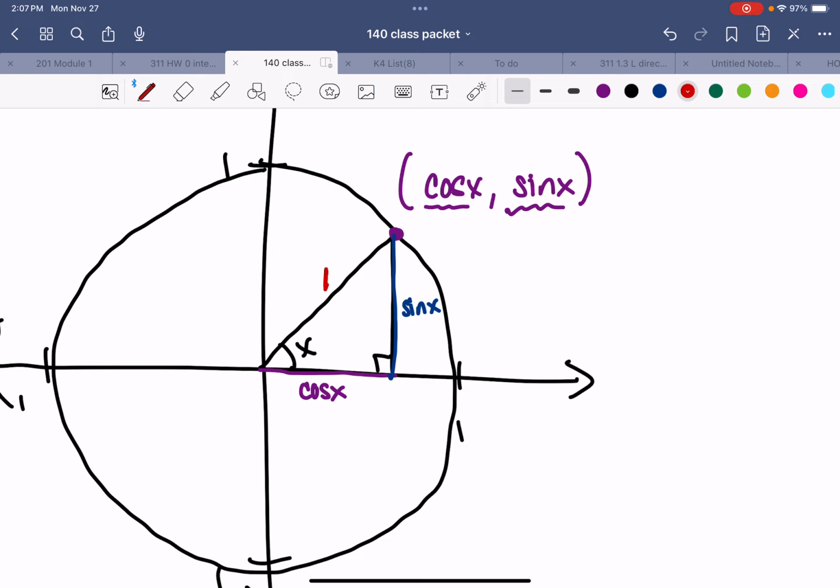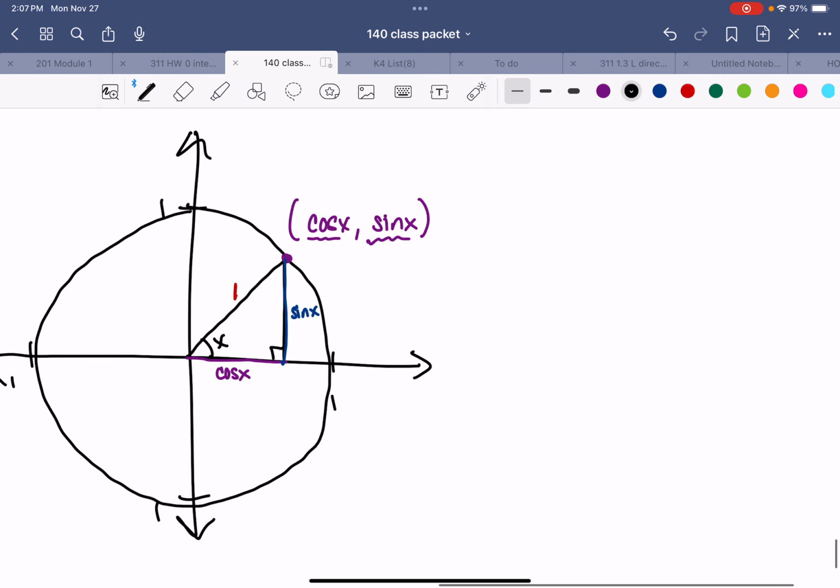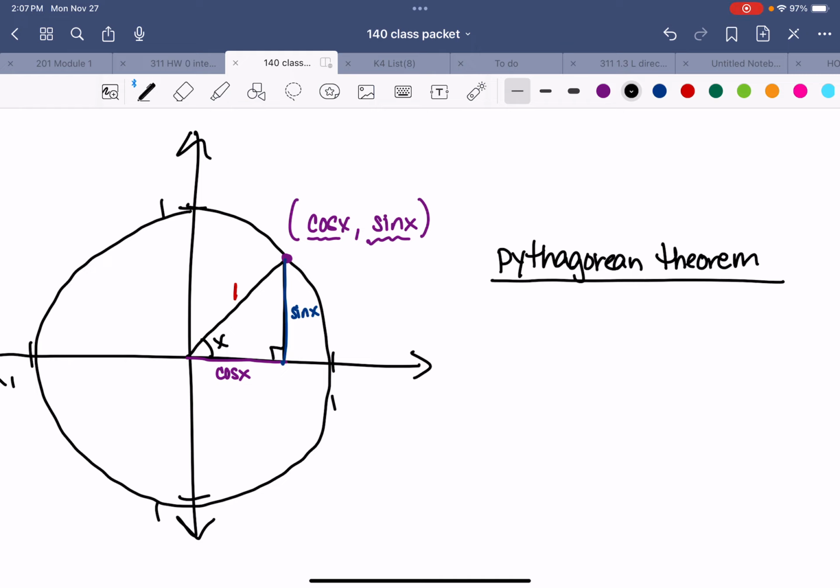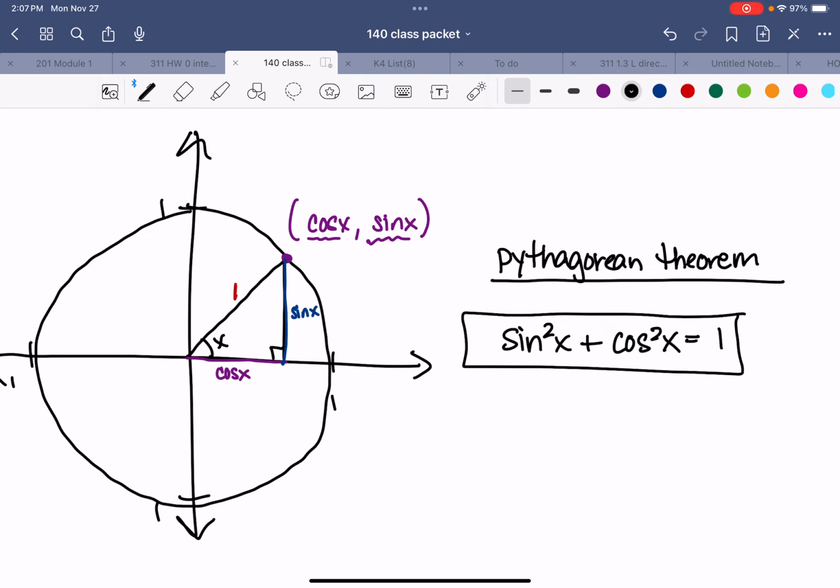So now if you use Pythagorean theorem here, Pythagorean theorem is what we use in right triangles, and that says square each of the legs. So my legs are the sine and the cosine. So if I square the sine and square the cosine and add them up, I'm going to get the hypotenuse squared, which is 1 squared, which is 1. And that's the first identity we have over there. Okay, so that's exactly where it comes from.